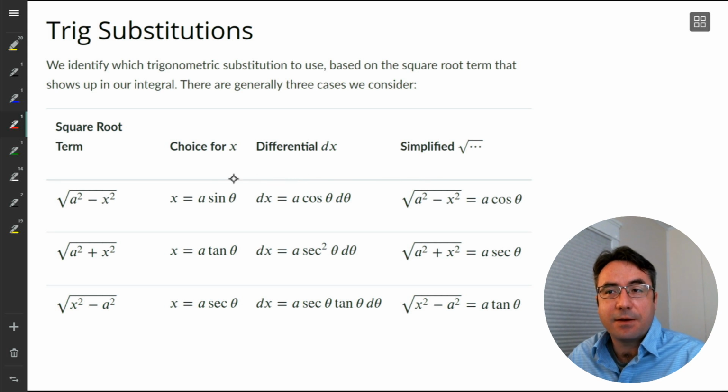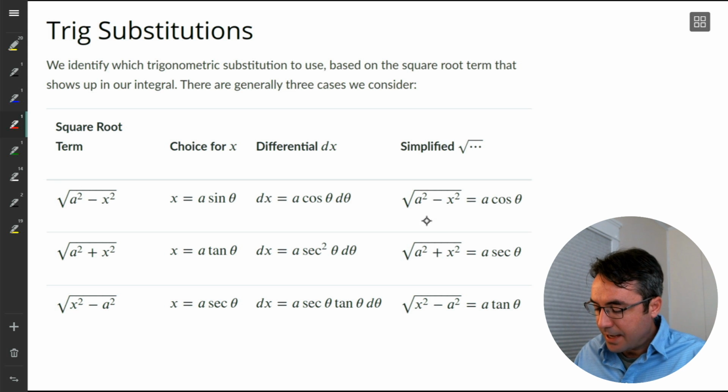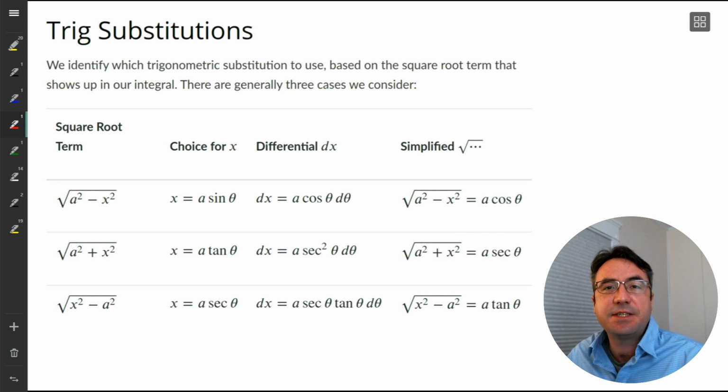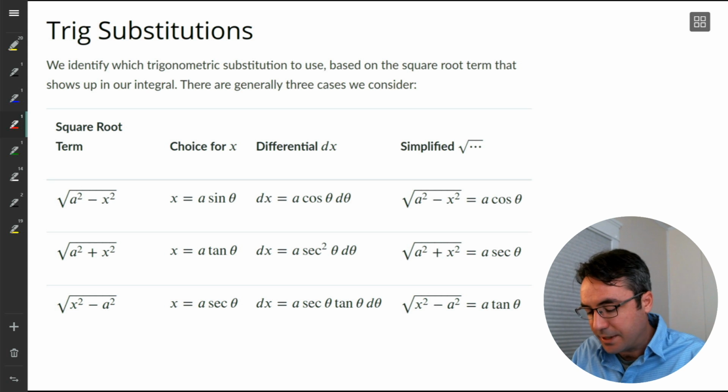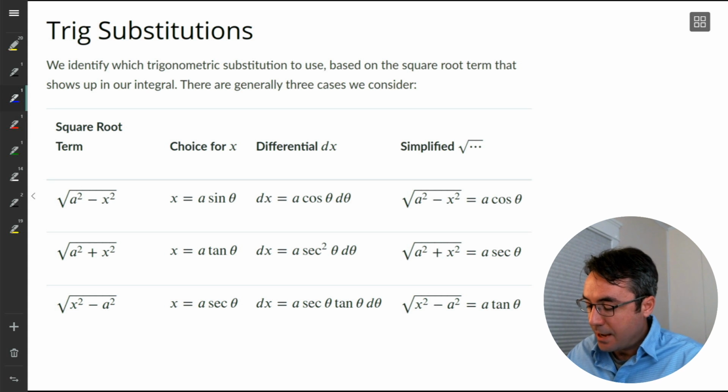Once we get our choice for x made, once we've calculated our dx, we want to do some work on simplifying that square root term. And this is where you can see why this technique is going to be helpful. So let's look at maybe one of these and see what happens. Maybe we'll look at two, who knows. And where the magic comes from is with our trig identities.